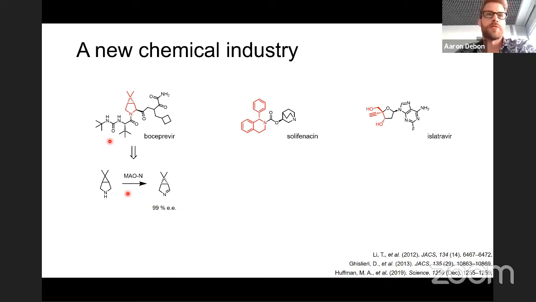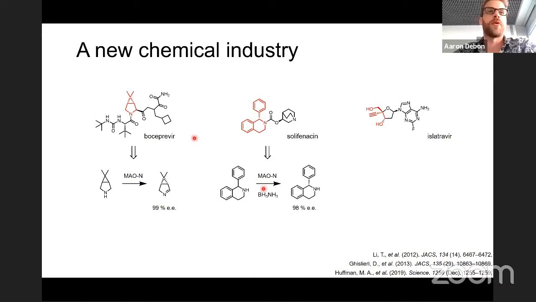And the second one, solifenacin, we have a deracemization, which is done by combining an oxidase, here the same as before, another variant though, with a reducing agent which is non-specific. So by specifically oxidizing the racemic mixture and non-specifically reducing the product, the amine we can form, we can deracemize a racemic solution.